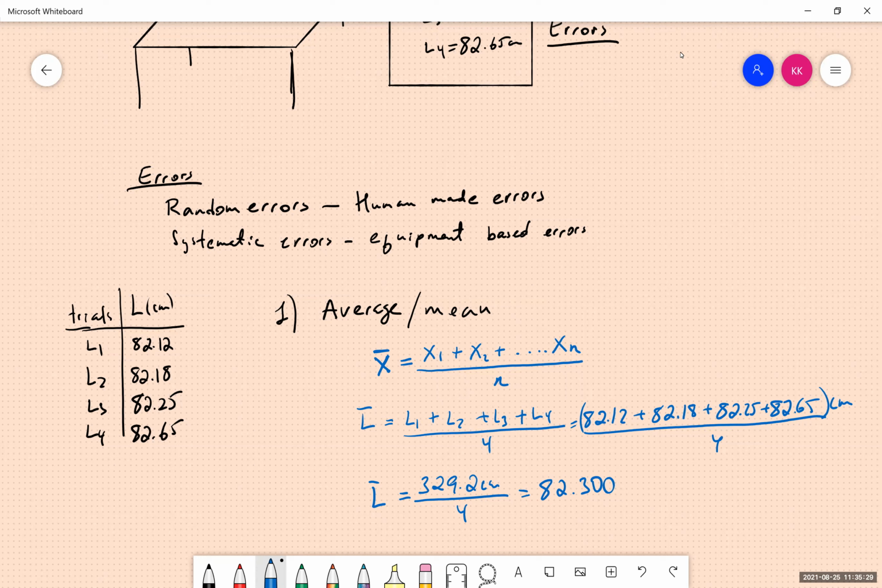But the idea here is that, let's say, 82.30 or 82.300, technically for us exactly the same. But let's say this is what we have. So this is our average value for the length. That means from all of those values, 82.300 centimeters represents the best possible measurement value.